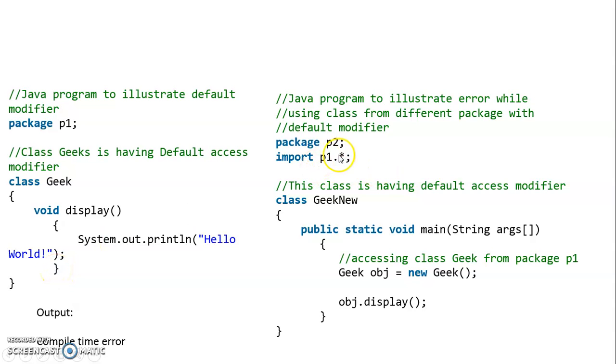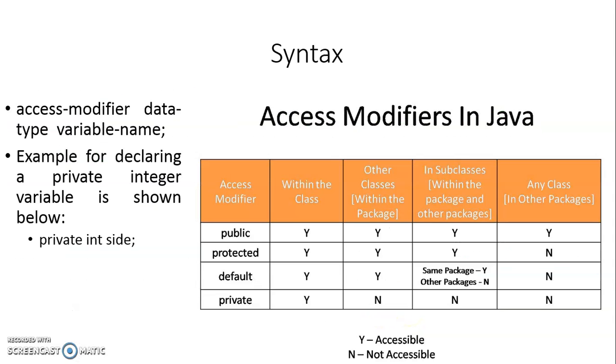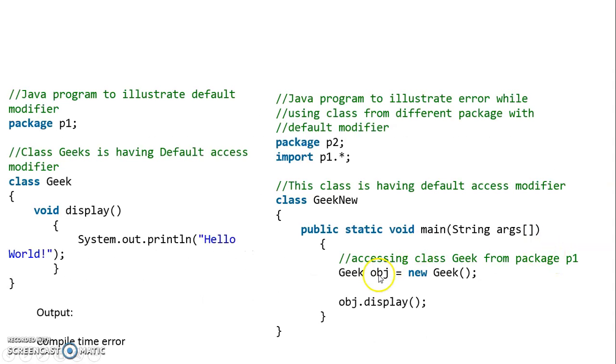This is my other package. Now this is my class geek new within the package and here is my main function. Here I have created an object of my first class of the first package and I am going to call the display function. Now we have already seen in the table, here see it is not accessible. So here I will get a compile time error because the classes are not accessible in other outside packages. So here the function will not run.